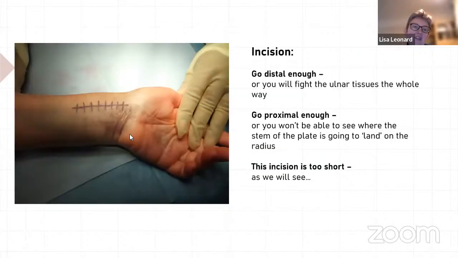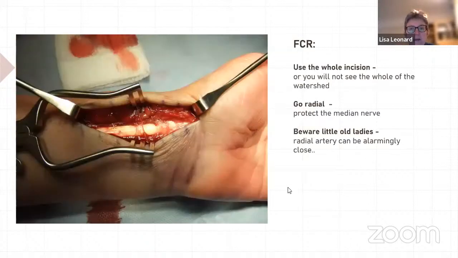So the incision, this incision is too short. And as we'll see as we go through the dissection, you must go distal enough to be able to see the whole way across towards the ulnar side of the distal radius. And I'll just show you in a minute about the dissection there. And I like to go much more proximal than this so that you can see where the tip, the stem, as it were, of your plate is going to land on the radius when you finish fiddling around.